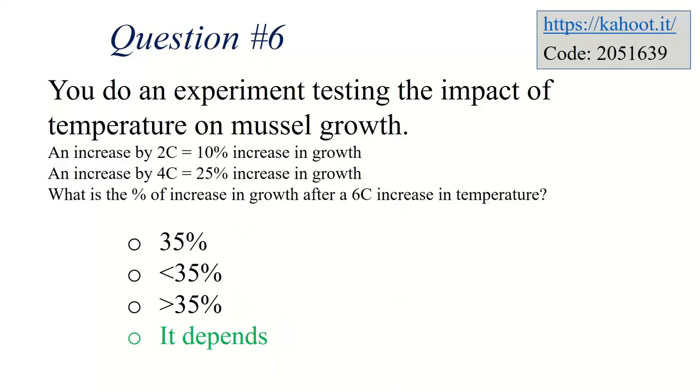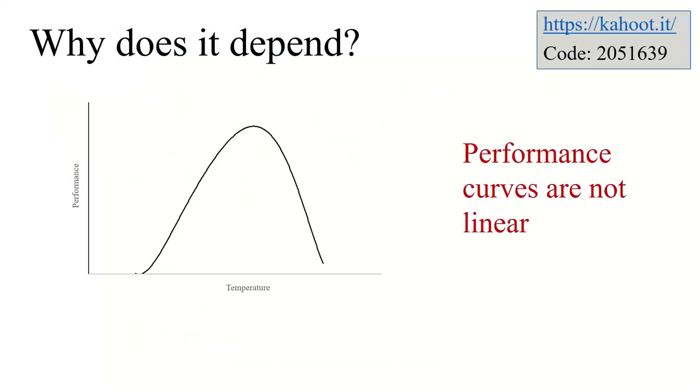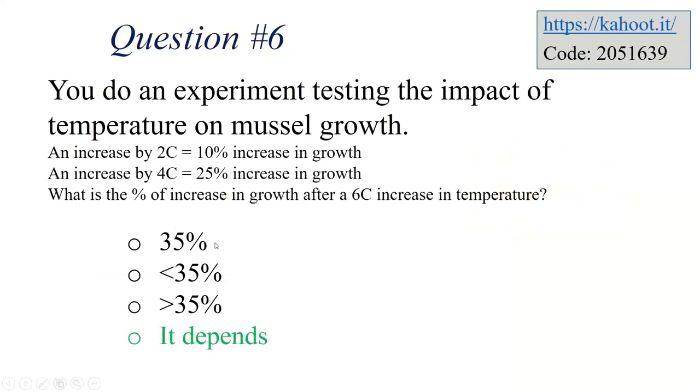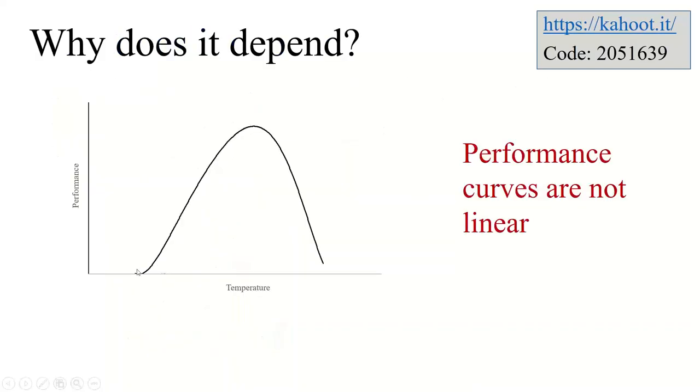So the answer for that one is actually it depends. It depends on one thing, which is the shape of the performance curve. It would be additive mathematically, so the answer would be 35 if the relationship between temperature and growth were purely linear. But in practice, performance curves are more or less never linear.